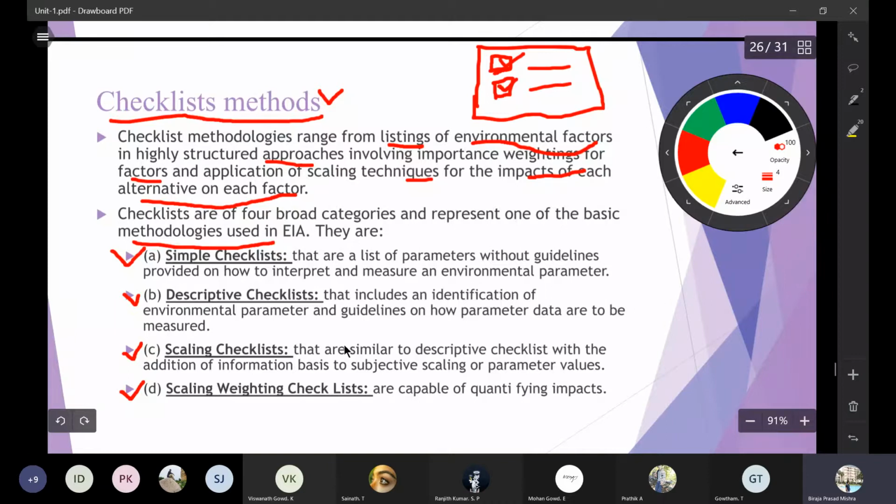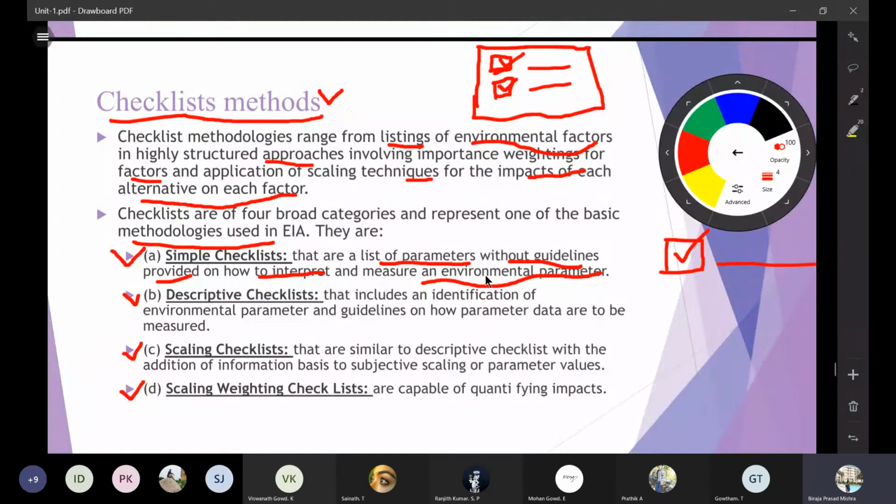Now what are the characteristics of the following checklists? We need to see here. The simple checklists are a list of parameters, and they don't have any guidelines provided on how to interpret and measure the environmental parameter. So only the broad area will be given, and that needs to be checked. Like the environmental parameters of that certain area where the developmental activity is going to happen, or is supposed to happen, or is happening there.